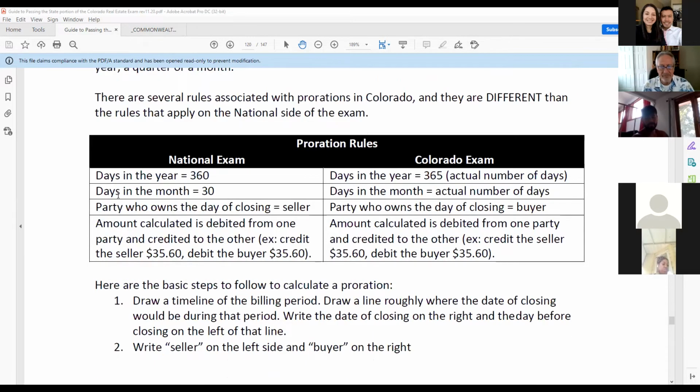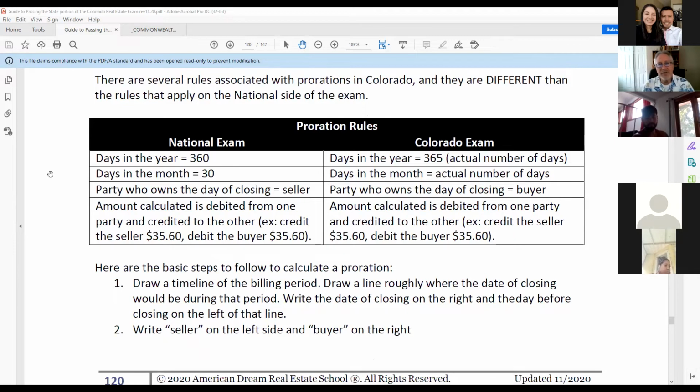So first off, there's some rules that you need to understand. Differences between a computation that you're going to be getting on the national exam versus the Colorado state exam. In the national portion of the exam, if you're asked a proration question, remember, national can cover all different parts of the country. Typically, they're using a 360-day calendar, where every month has 30 days. Some states, that's how they operate. When I was in Nevada, that's how Nevada operates.